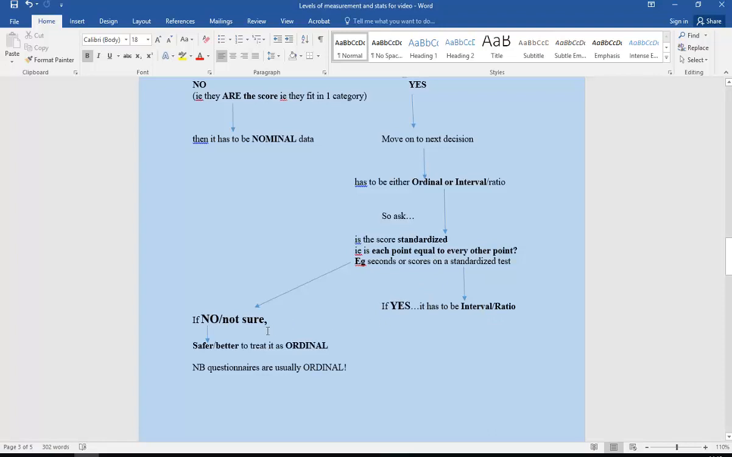However, if they get a score and you don't know that every point is equal to every other point on that scoring system, so some sort of questionnaire that is not standardized, we would say it's safer or better to treat it as ordinal data. You would have to justify that it's safer to treat it as ordinal. And by the way, most questionnaires you get in your data are non-standardized. So most of the time, if they're getting a score and that's what's been measured, it's very likely that it is ordinal data.